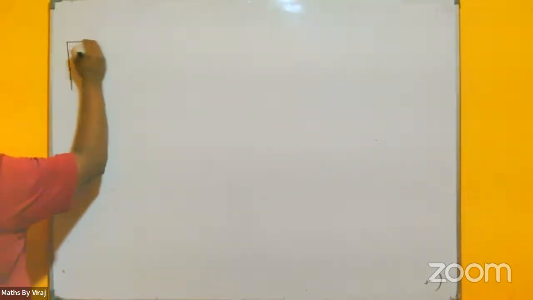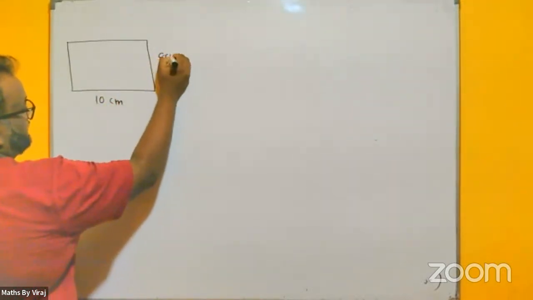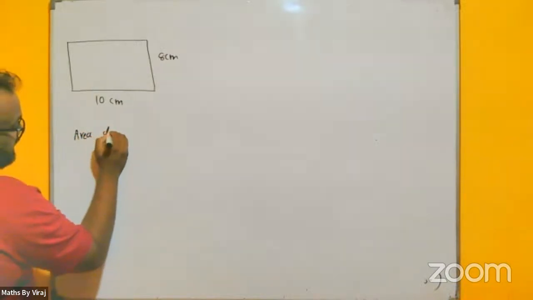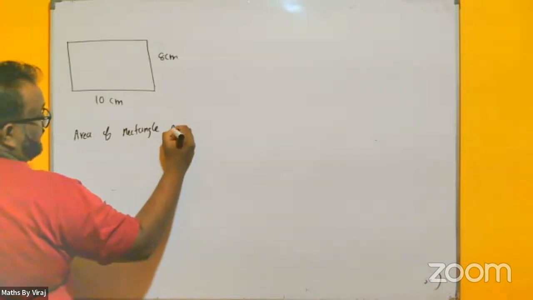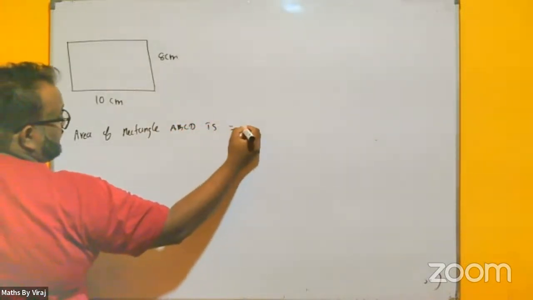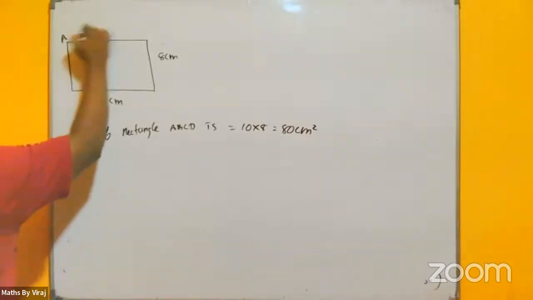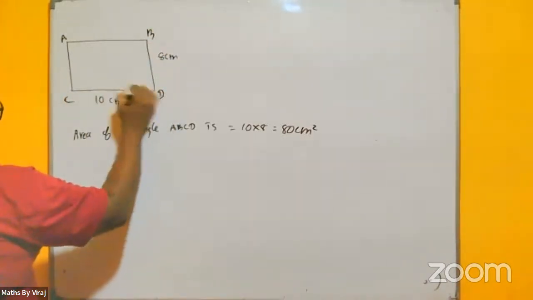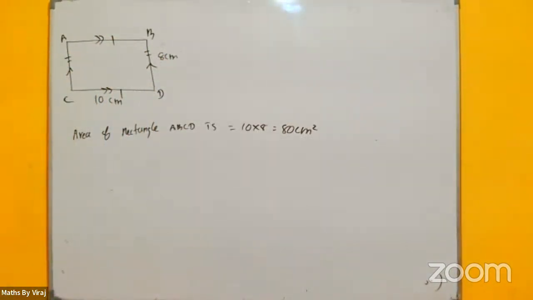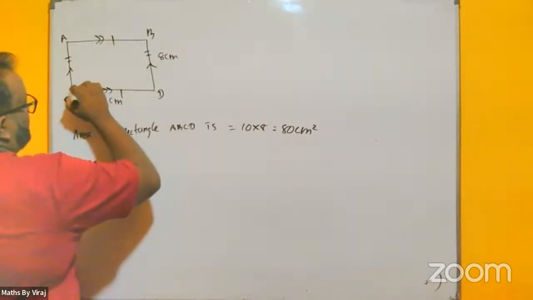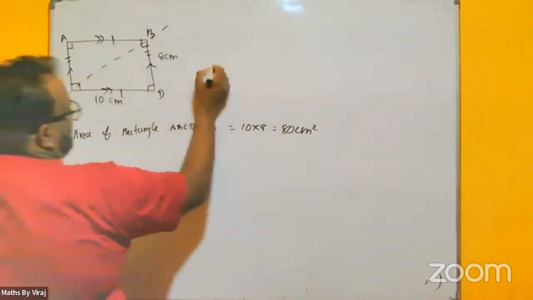Let's see. I have a rectangle, 10 centimeters by 8 centimeters. The area of rectangle ABCD is 10 into 8, 80 square centimeters. In ABCD, these two sides are parallel and equal. If I draw a line like this, we understand that here is a triangle.